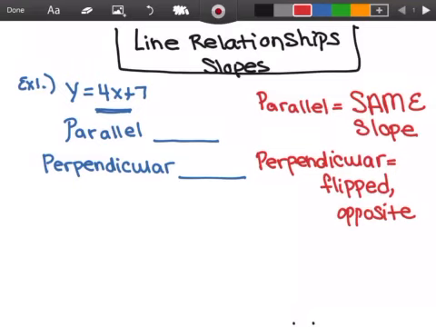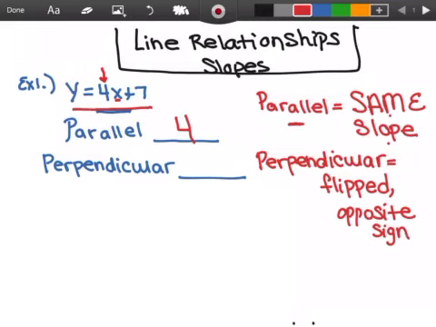So looking at the equation that they gave us, 4x plus 7, the slope that would make that parallel would be 4. Because remember, the slope is always located right next to the x value, and it is your m. So if I want a parallel line, that means it's going to be the same slope. So it's the same number. That's the answer. And then if it's perpendicular, it's going to be a flipped fraction, and it's going to be the opposite sign. Okay, I'm going to go ahead and write opposite sign right here.